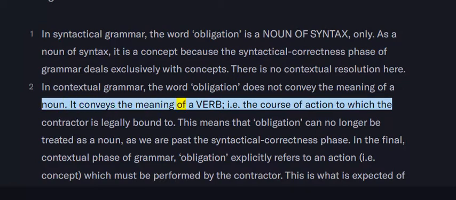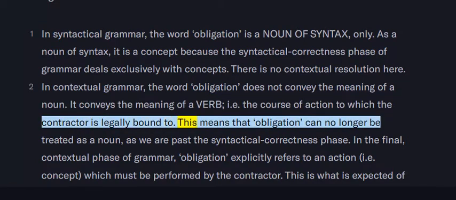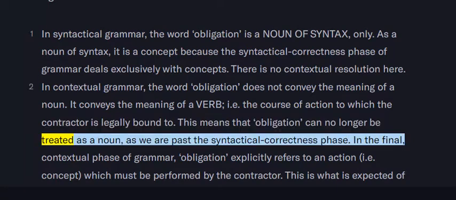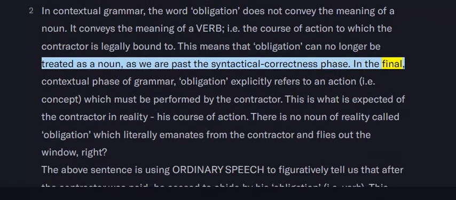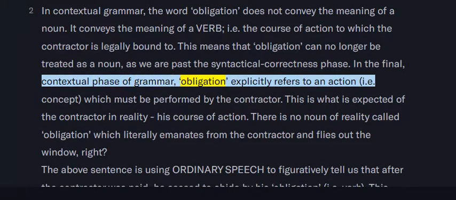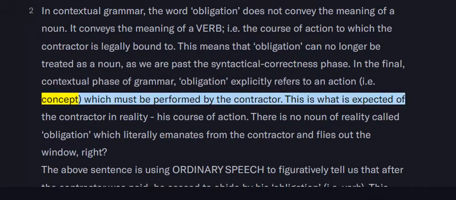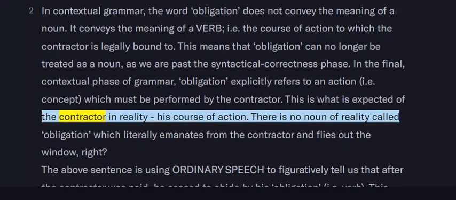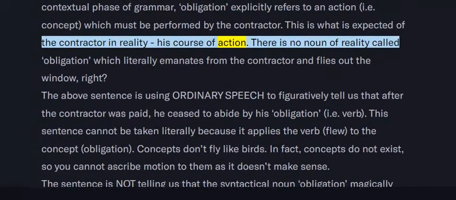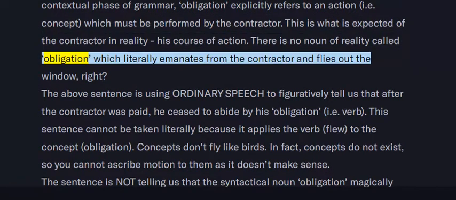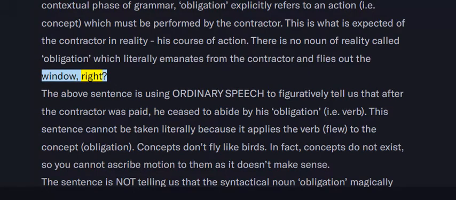It conveys the meaning of a verb, i.e. the course of action to which the contractor is legally bound to. This means that obligation can no longer be treated as a noun, as we are past the syntactical correctness phase. In the final, contextual phase of grammar, obligation explicitly refers to an action, i.e. concept, which must be performed by the contractor. This is what is expected of the contractor, in reality, his course of action. There is no noun of reality called obligation which literally emanates from the contractor and flies out the window, right?